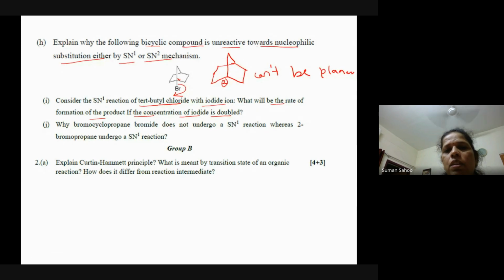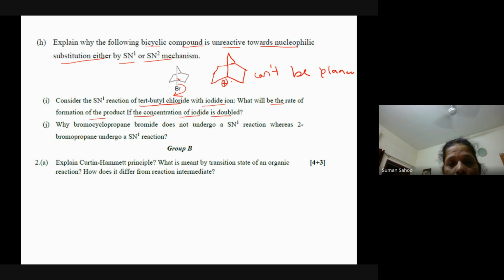You remember in this case, I have told that although you cannot generate a carbocation here, you can generate a radical here, because in the radical case, it does not have to be planar. It can be pyramidal shape also sometimes. In an SN1 reaction, as it does not depend on the nucleophile concentration, if you double the concentration of nucleophile, the reaction rate would remain the same.